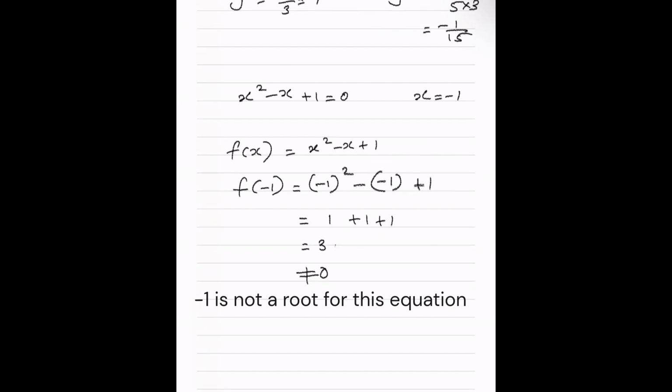Find the value of k. Next question: find the value of k for which x equal to 2 is a root of the equation kx squared plus 2x minus 3 equal to 0. Again, here also you are using the factor theorem.